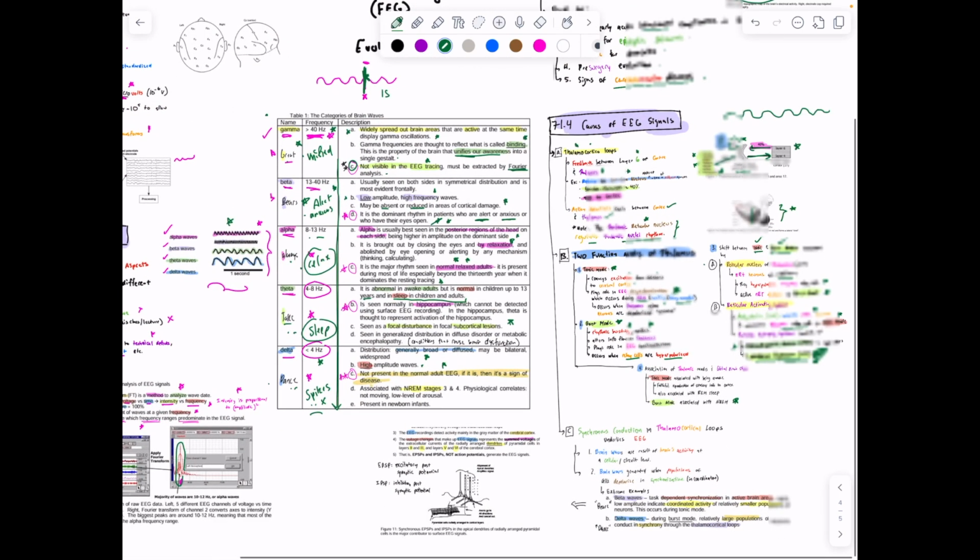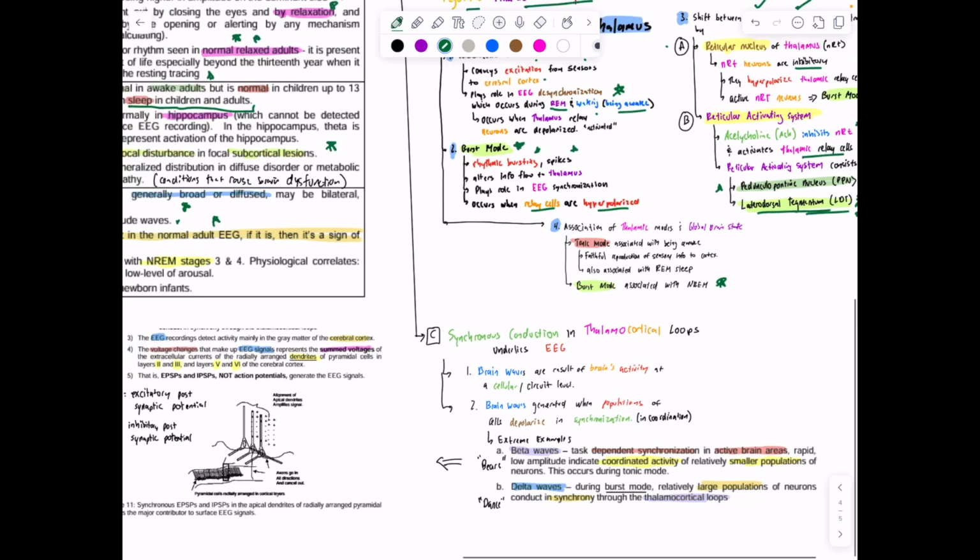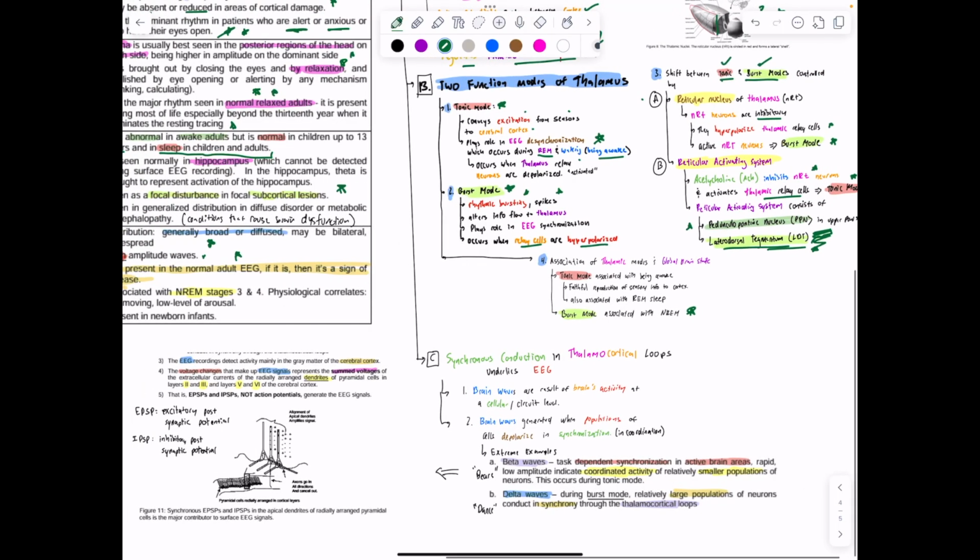Okay, so synchronous conduction in thalamocortical loops underlies EEGs. Basically, the brain waves are a result of the brain's activity at the cellular level.